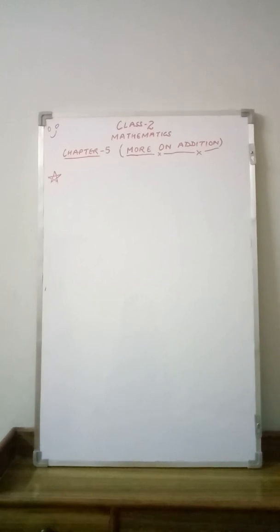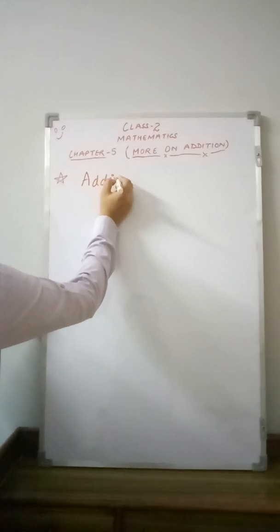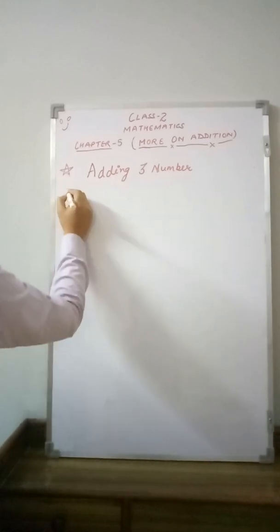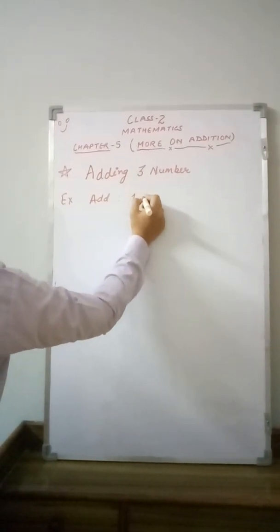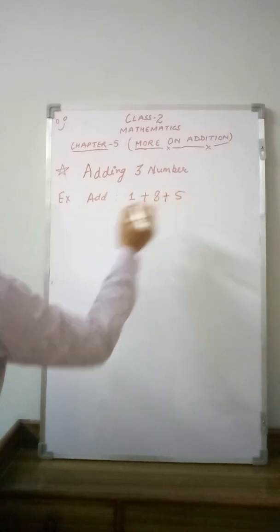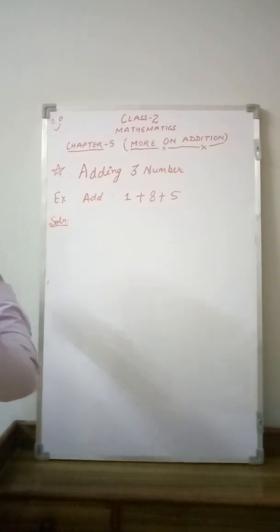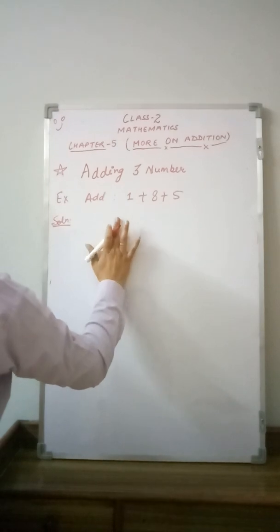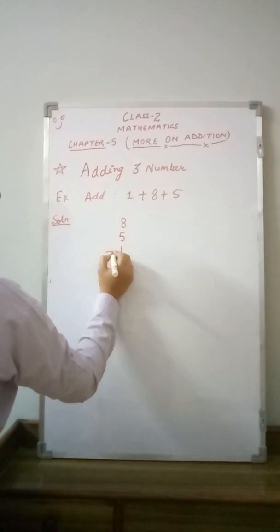Now student, I am going to start one more topic, that is adding three numbers together. I want to take one example, and all the numbers in this example are one-digit numbers. So add 1 plus 8 plus 5. How can you add these numbers? Arrange the numbers in column form. You can also start with the bigger number: 8, then 5, and then 1.